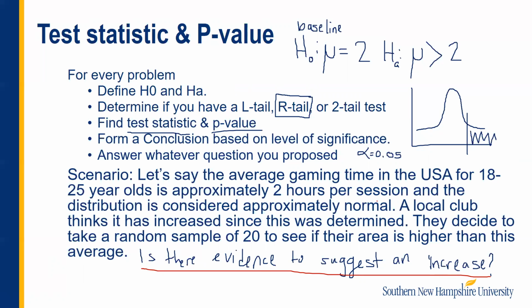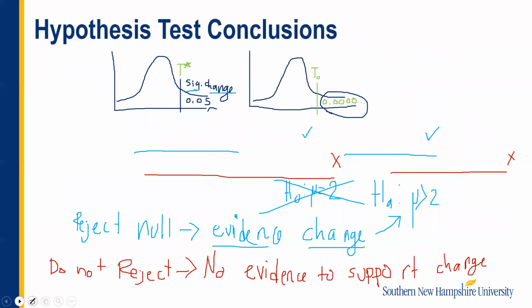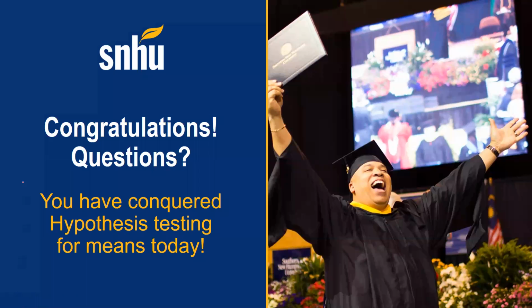And therefore, the club was right. They have seen a change, and now we'd have to investigate it further to see if it was truly a change that was occurring or if it was a fluke. And we'd have to do the test over and over again to decide.